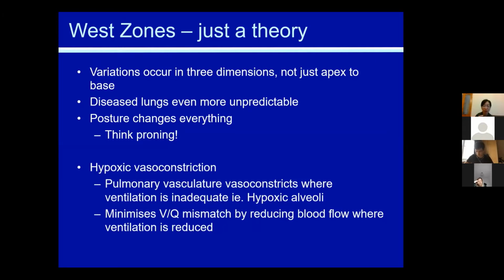So this is where your blood vessels have this inherent ability to vasoconstrict in areas where they're not receiving oxygen. That just happens. And it is a mechanism of overcoming those areas where there's more perfusion than ventilation. It's just the lungs' inherent mechanism for VQ mismatch.